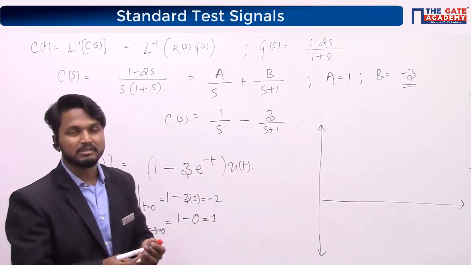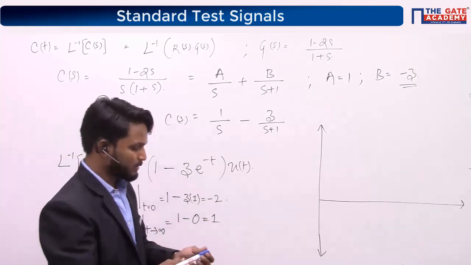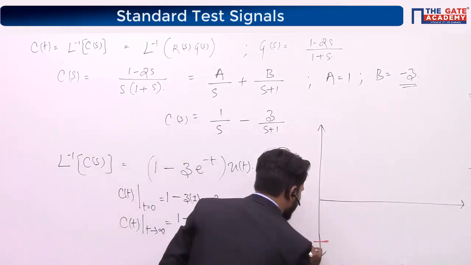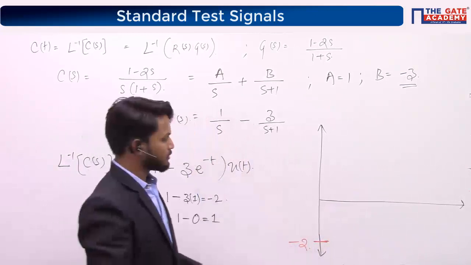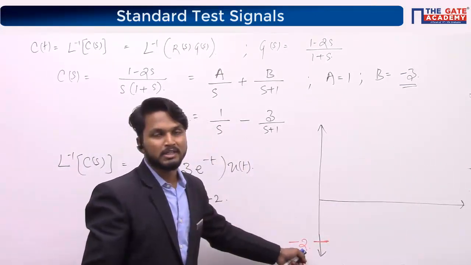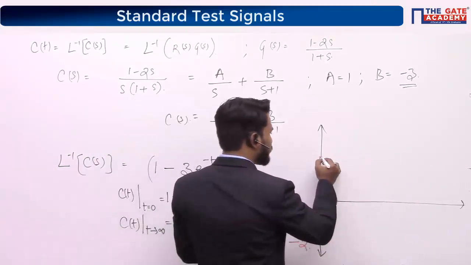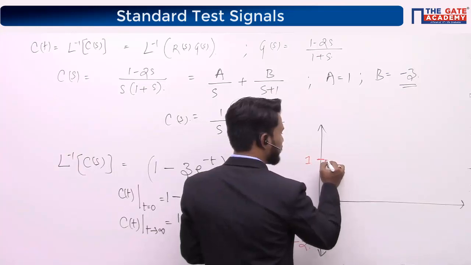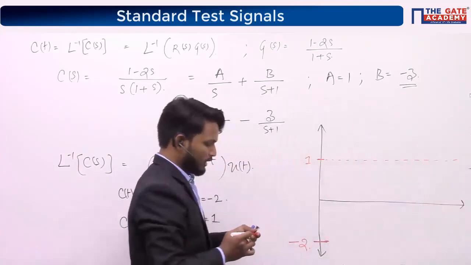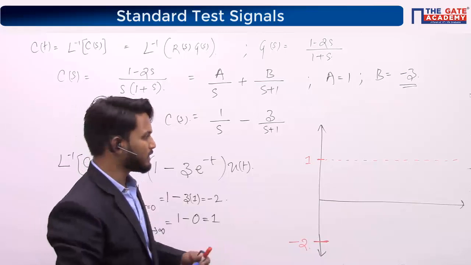Therefore the response starts at what place? The response starts at minus 2 and ends at what place? It ends at 1. So it will start at minus 2 and exponentially grow towards 1.